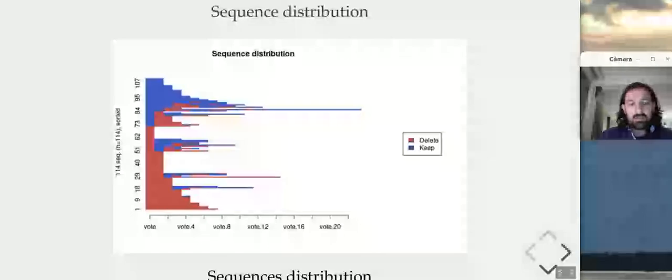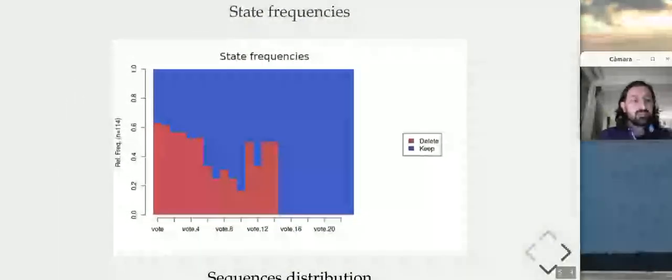You have here in order all the patterns of the sequences. The longer the bar, the longer the debate. In blue you have the keep votes and in red the delete votes. This is the percentage of the state frequencies. It means that in the first position, in the first vote, there is more than 60% probability that the vote is delete. As the deletion process goes on, this percentage is reducing, which is very interesting.